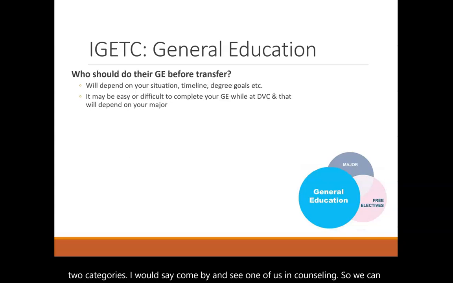So who should do their GE before transfer? This is going to depend on your situation, your timeline, your degree goals, etc. It may be very difficult to complete all of it while at DVC. And like I said earlier, it's really going to depend on your major.